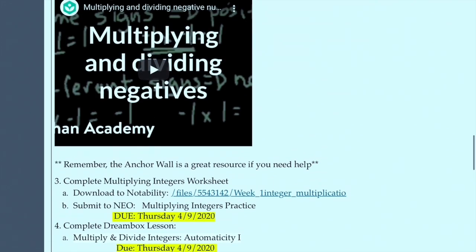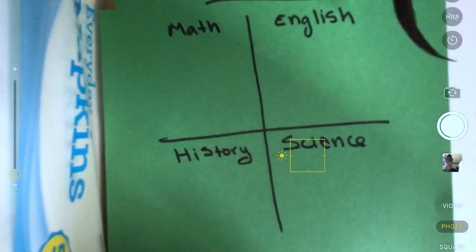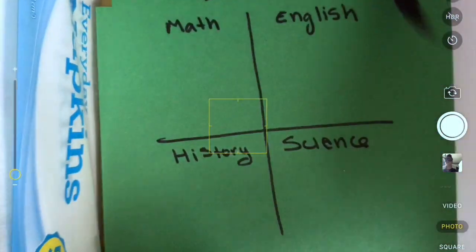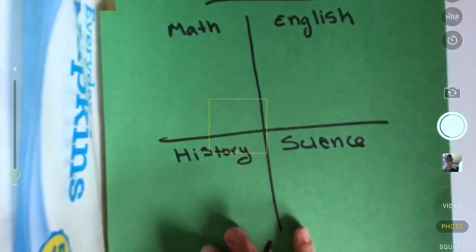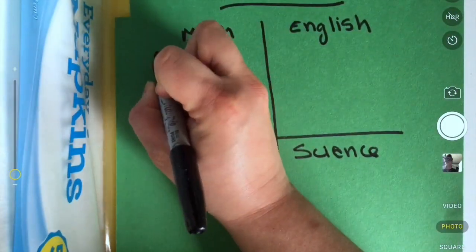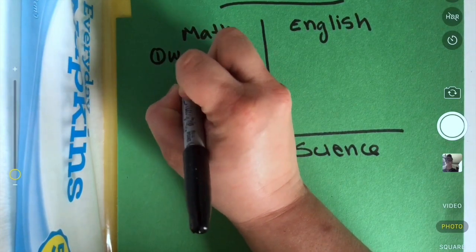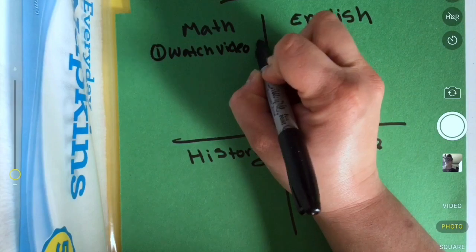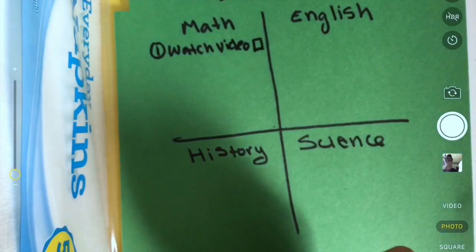So, when I have a lot of things to do, I like to make a to-do list. And I'm going to go to my camera so that you can see my to-do list. So I usually try to separate it by subjects. As you can see, I already have my to-do list, math, English, history, science. I just went over what I have to do for math. So I would just make a list. 1, watch video. And I put a little box so I can check it off when I'm done.